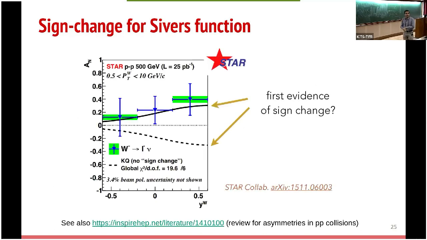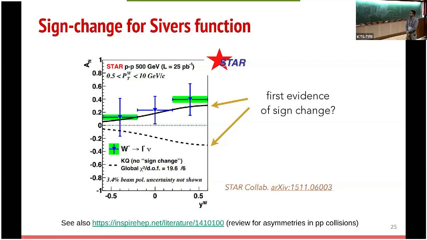So let's see briefly what the current experiments can tell us. Maybe these plots are not super up to date, but to my knowledge, this business is quite complicated. There are no recent results that improve the accuracy of what I'm showing you now.